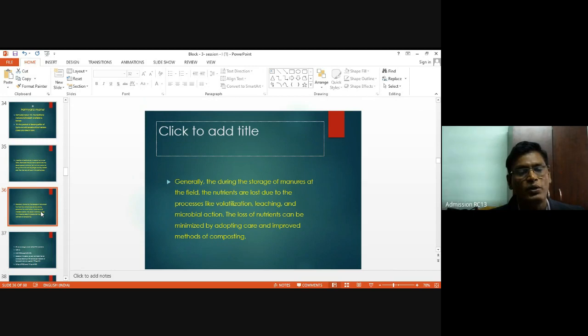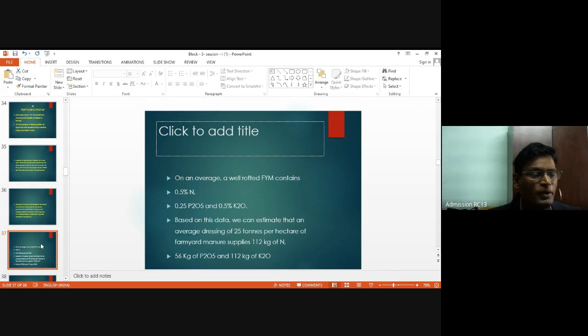Generally, during the storage of manures at the field, nutrients are lost due to processes like volatilization, leaching, and microbial action. So some of the nutrient value gets lost during storage too. The loss of nutrients can be minimized by adopting care and improved methods of composting. In that way, we can minimize the loss of these nutrients.